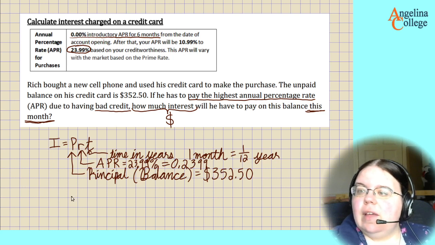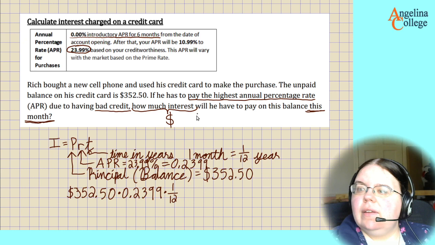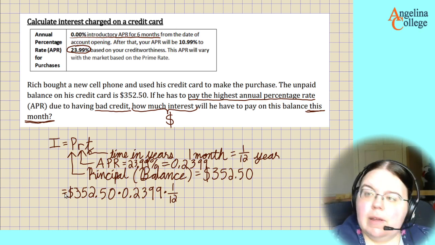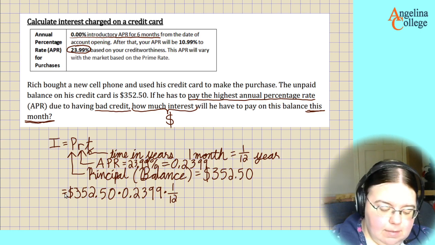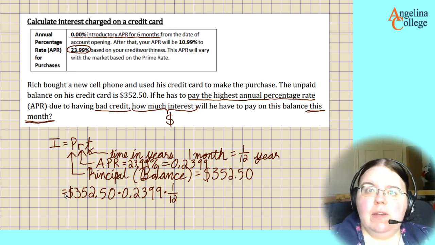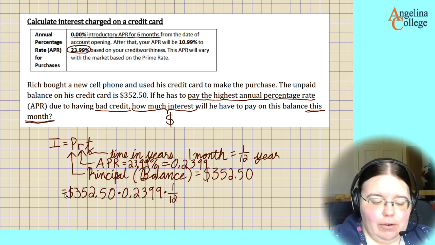So let's put these together now. So that principal is $352.50, and then multiply on the rate. So times 0.2399 per year, and then times 1/12 of a year. This looks like a good calculator problem, so I'm grabbing my calculator and I'm punching in 352.50 times 0.2399 times 1 divided by 12. You can put parentheses around the fraction or not. It doesn't matter in this particular case. A lot of people like to because they just feel like it's more organized. Go for it.